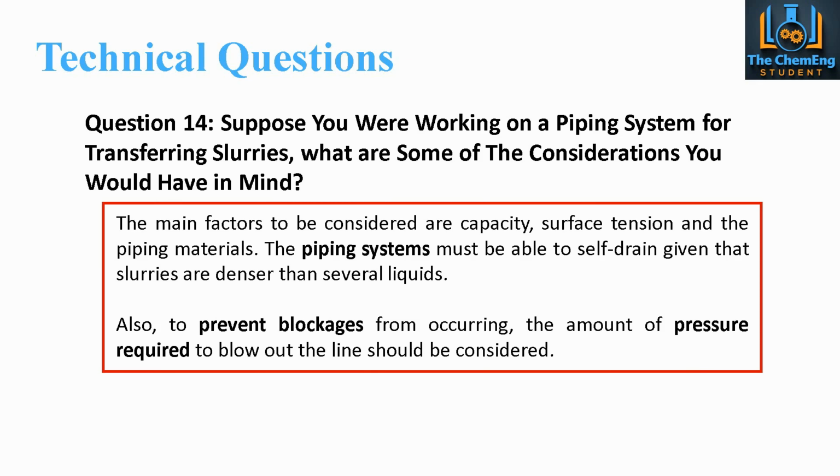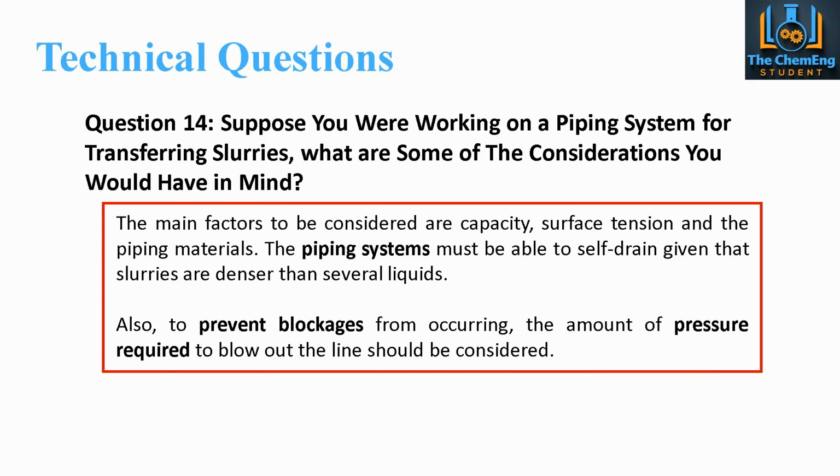So we'd have to ensure that there are safety systems in place that would allow these slurries to drain themselves. Now also, in order to prevent blockages, because sometimes we have what's called shear thickening fluids, when the shear rate becomes high, the fluid will actually become hard. So it's things like cornstarch and water.